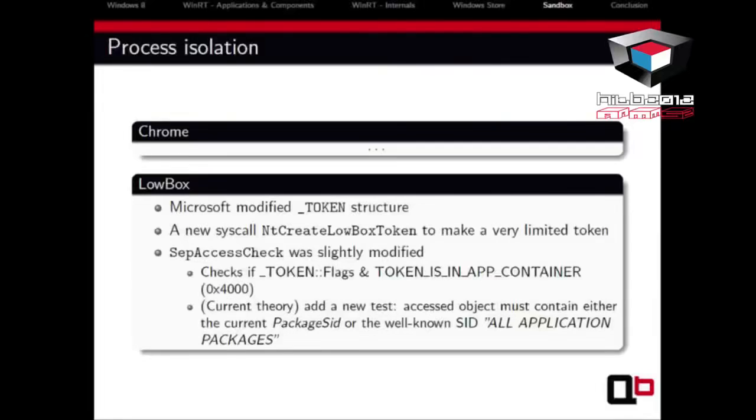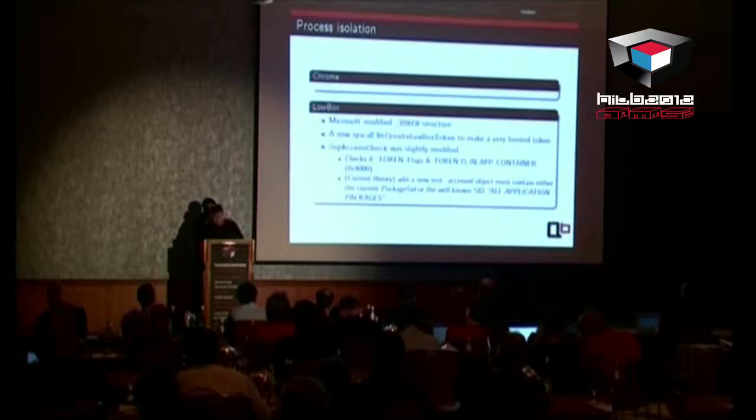They also modified the SeAccessCheck function, which basically allows or denies access to an object. And our current theory is that if the token is an app container, they will perform an additional test to see if the access object allows either the package SID or the well-known SID for all application packages.